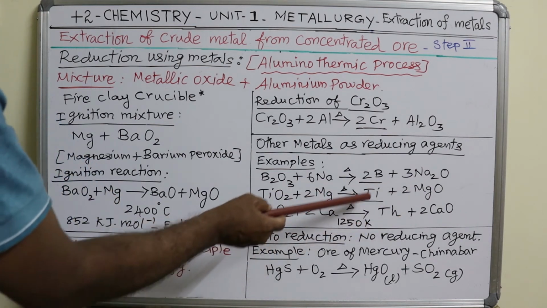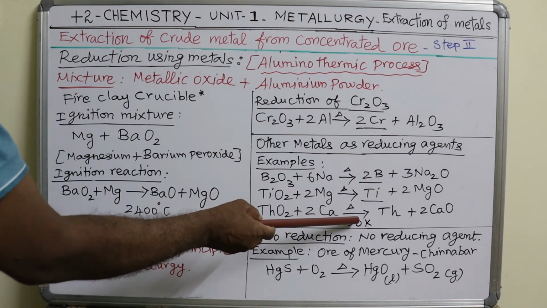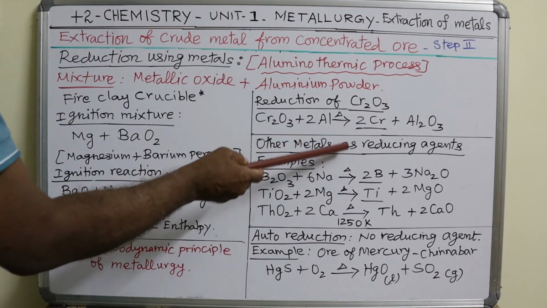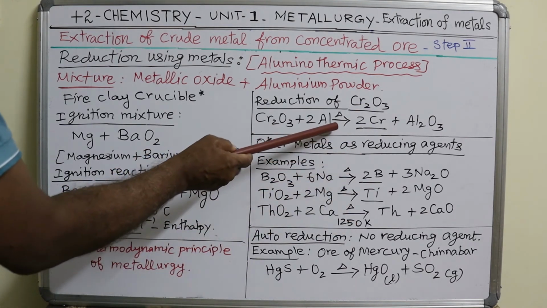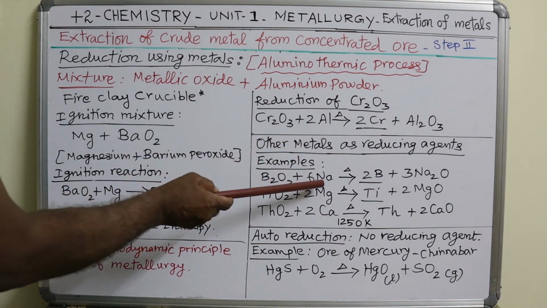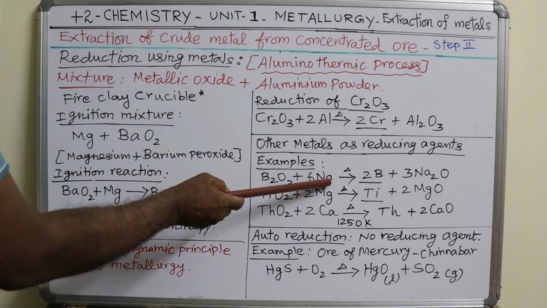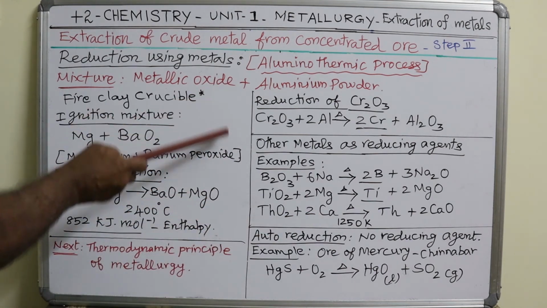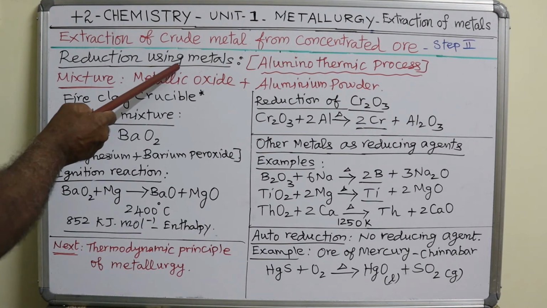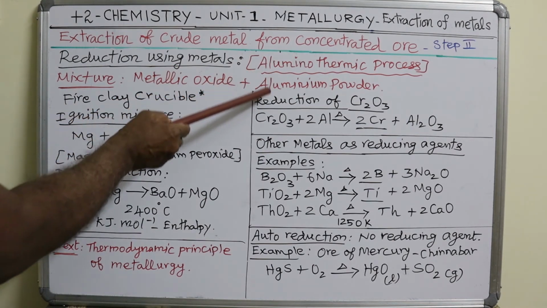So these three metals also can be used instead of aluminium, but these metals cannot be used to reduce chromium. Aluminium powder only can be used for chromium, but for other metallic oxides this type of metals can be used. With all these things, this is an important part of this reduction process. If they ask about the aluminothermic process in 3 marks, you can write all these details given here.